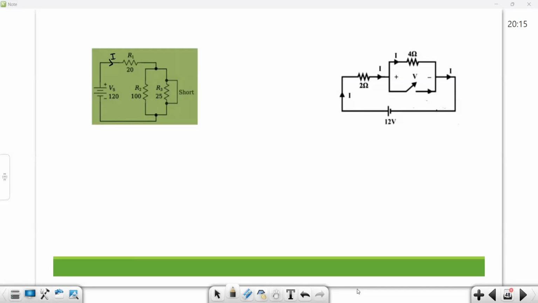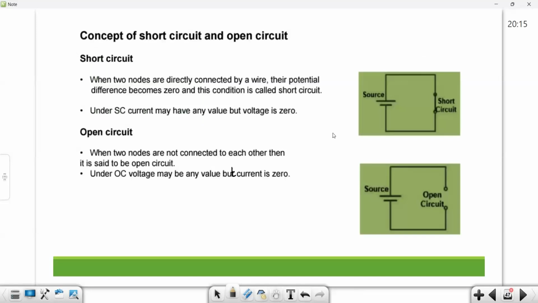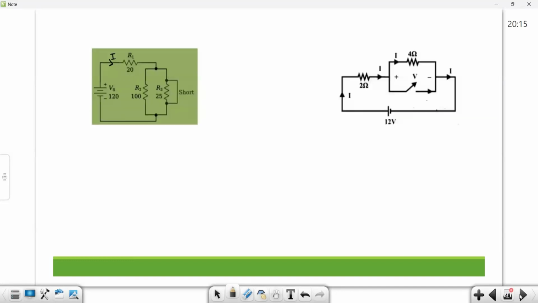There is a short. Yes, now it is 1 amp. Okay, done. See, I'll tell you now. What I have told here: under short circuit condition, current may have any value, but voltage is 0. Now the same thing you see here. This is a short, right? From here to here there is a short. That means in this branch, from here to here, the voltage is 0.